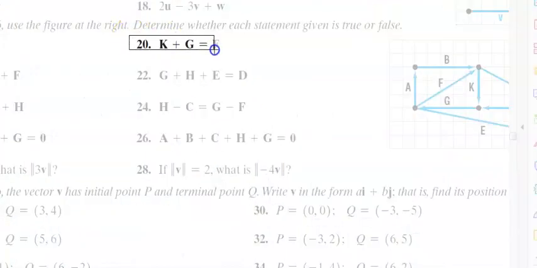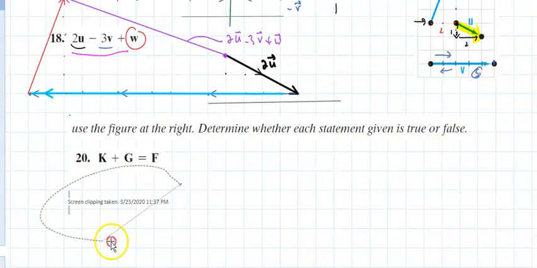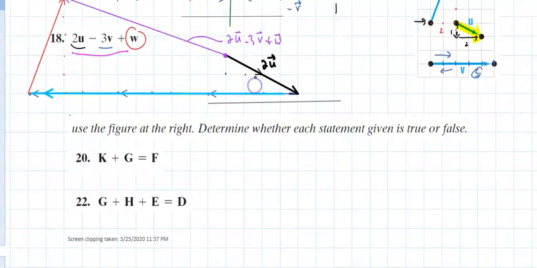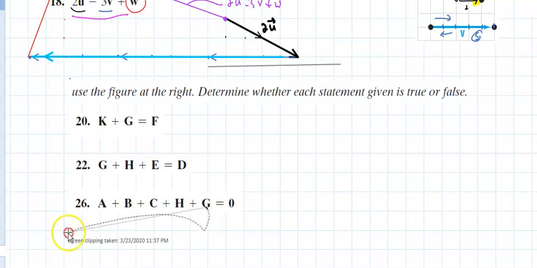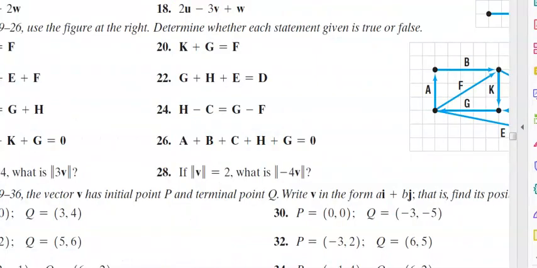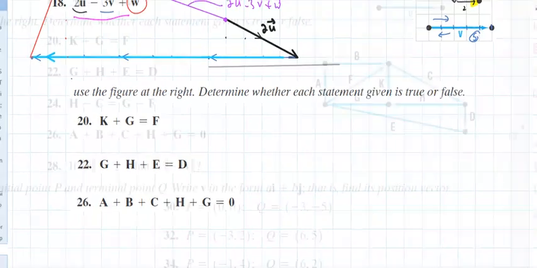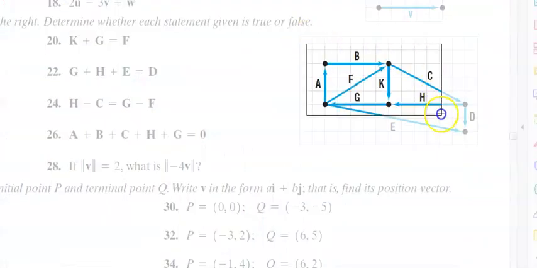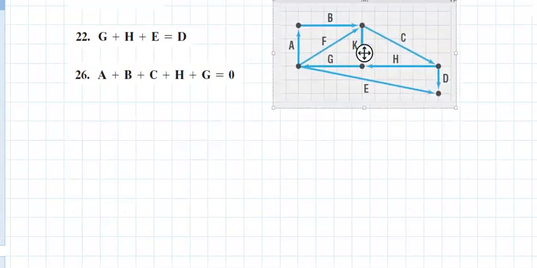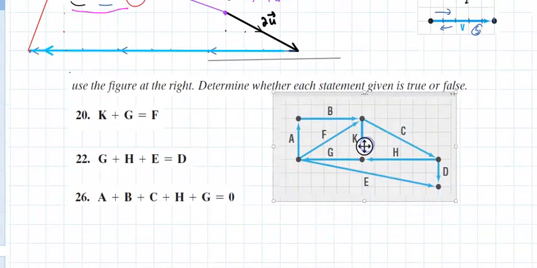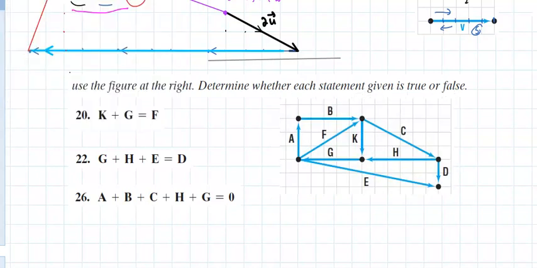Okay, let's look at some of those. Let's look at 20, 22, and 26. Those three. This is like a puzzle. So, I'm going to start with the first and see if this is true or false.